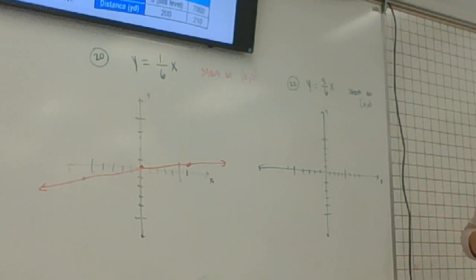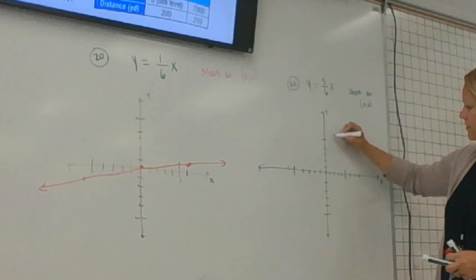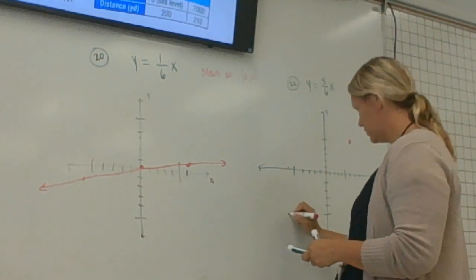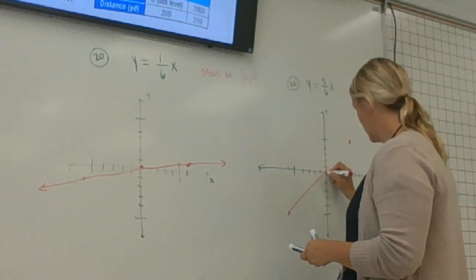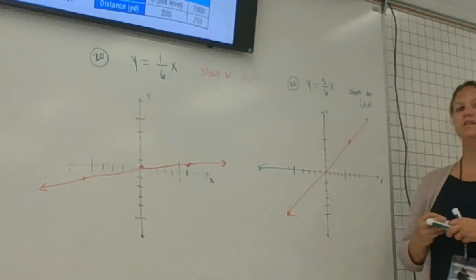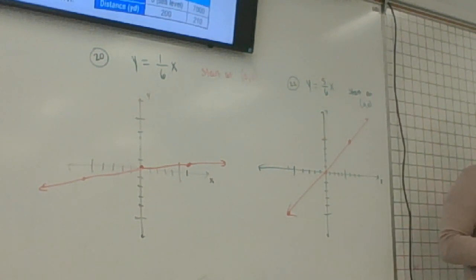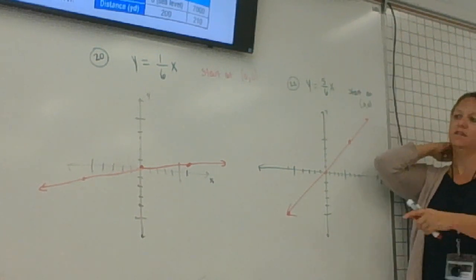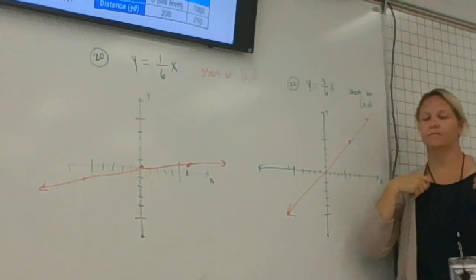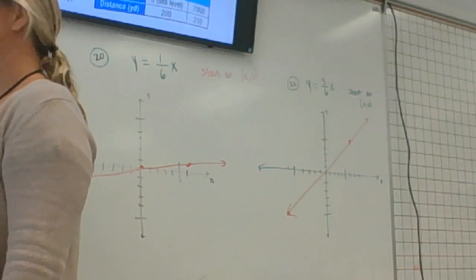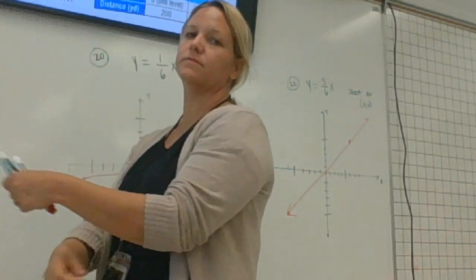Start at 0, 0. That's because 5 over 6 is very close to 6 over 6, which would be 1. This fraction is really close to just being 1. So if it's 1, how would you graph that? Up 1 over 1, up 1 over 1, up 1 over 1.